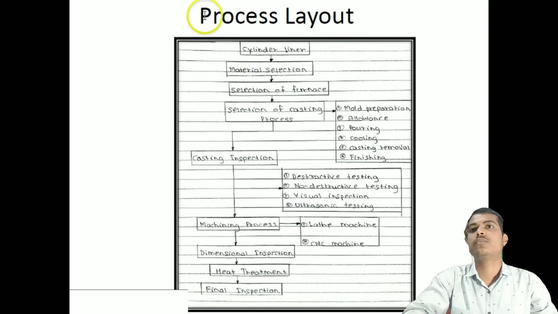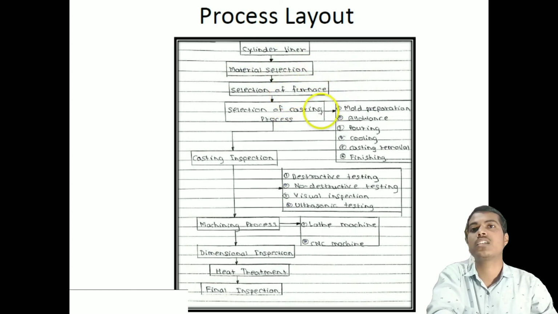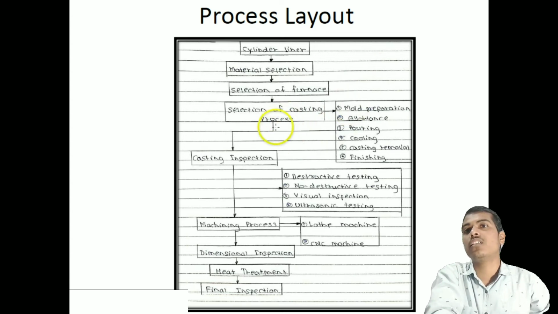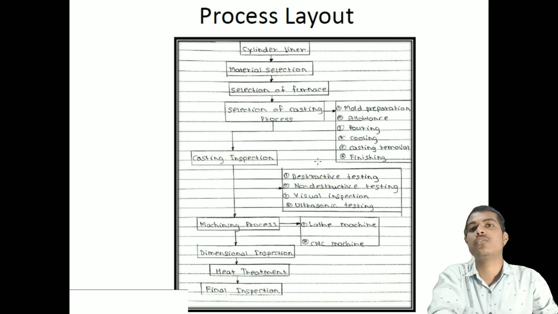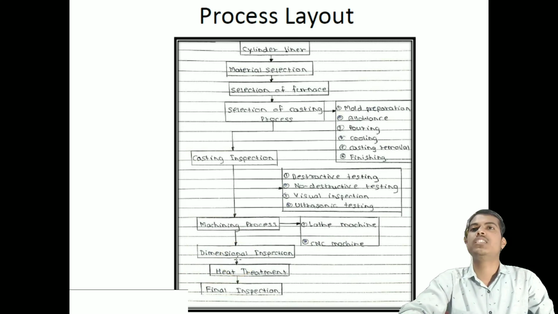Then this is the process layout. First we selected our component, cylinder liner, then material selection, then selection of furnace, then selection of casting process. In the casting process, first is mold preparation, then allowance, then pouring, cooling, casting removal, then finishing. Then casting inspection: first destructive testing, then non-destructive testing, visual inspection, ultrasonic. Then the machining process: lathe machine, CNC machine, then dimensional inspection. Then heat treatment, then final inspection. This is the basic process layout.